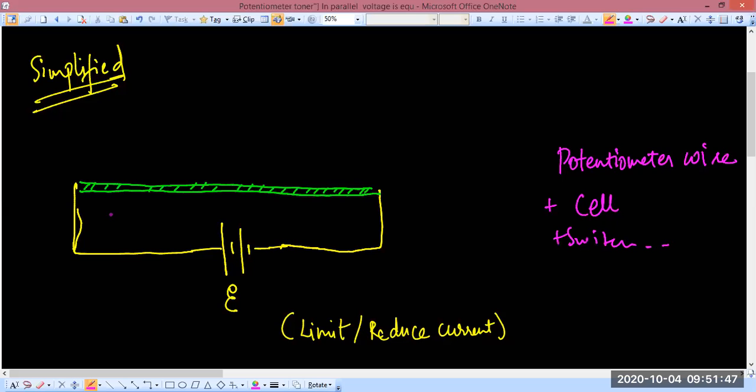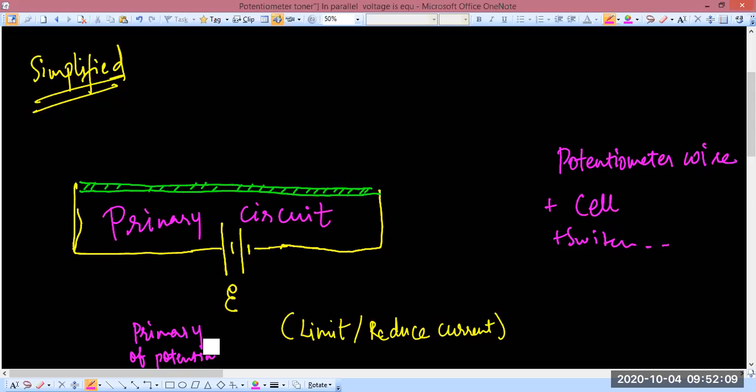this is called the primary circuit. Okay, this part is called the primary circuit, and this cell is called the primary cell. The word primary is used in two or three places, so you have to be careful. This is called primary of the potentiometer, or primary cell of potentiometer, because it is in the primary circuit. Same word is used in different meanings, so be careful everyone.